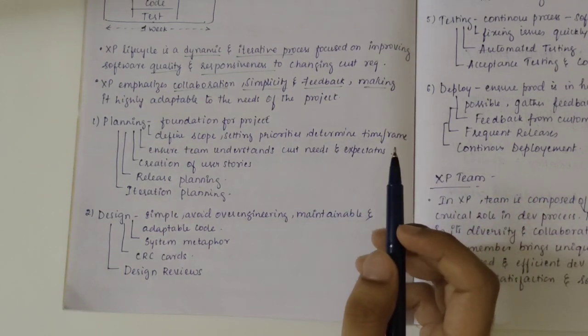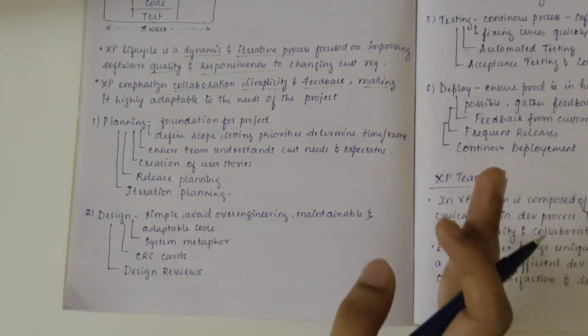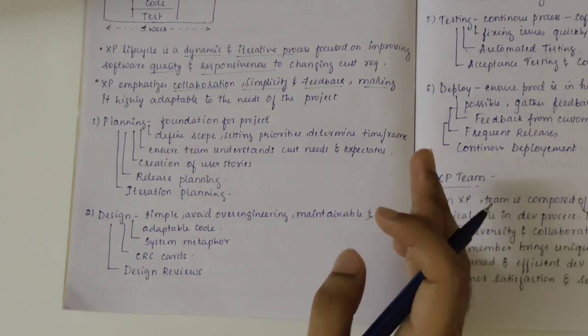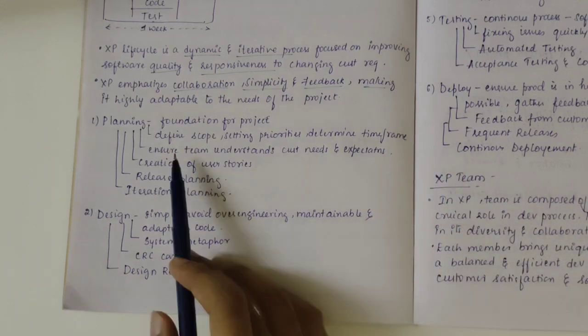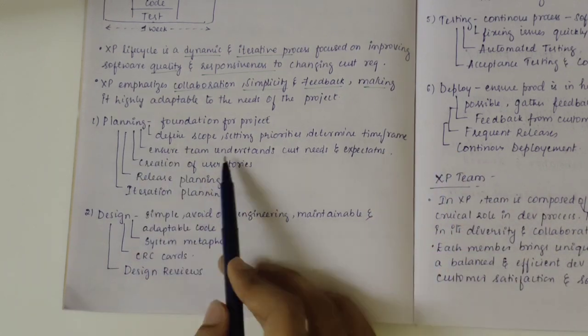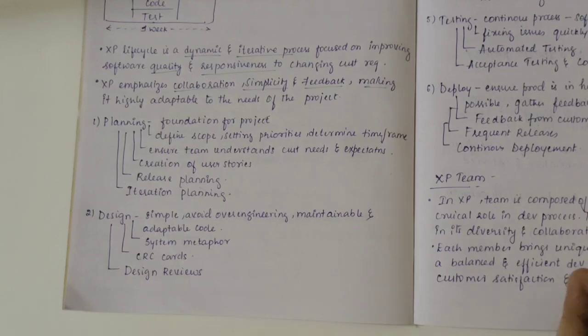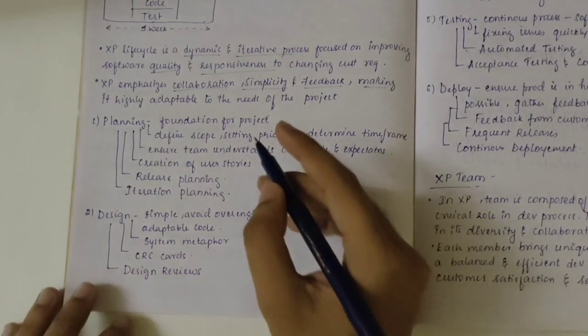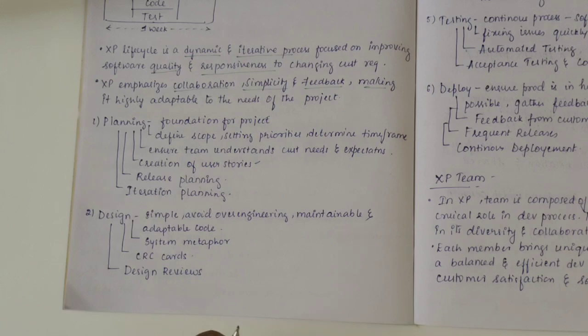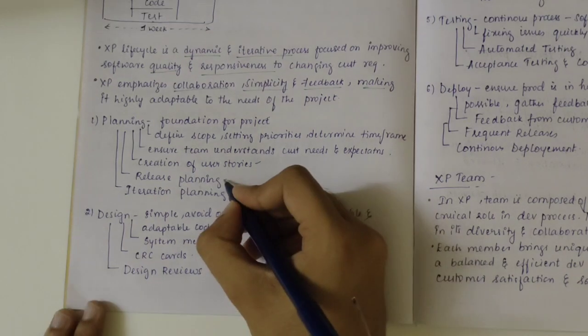Then we determine the time frame, that is, how much time each functionality will take to get executed and when we will release it. Planning ensures that the team understands the customer needs and expectations. Only when we understand them will it be easy for us to move further and design the particular requirements. Then we have the creation of user stories. As I said, user stories should be a simple, informal description of what the customer has said.